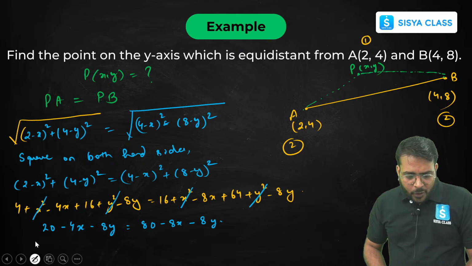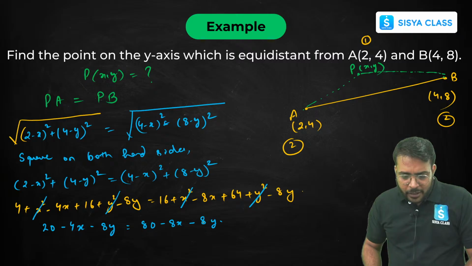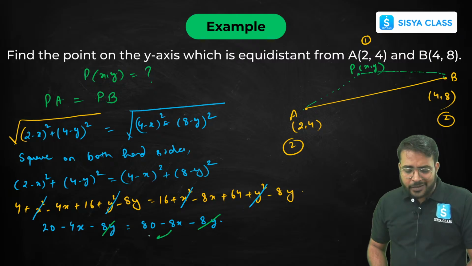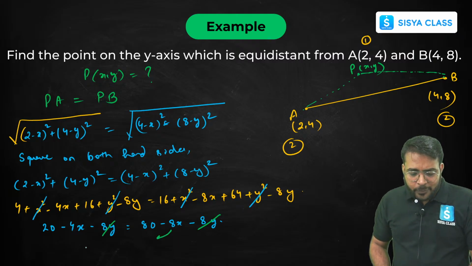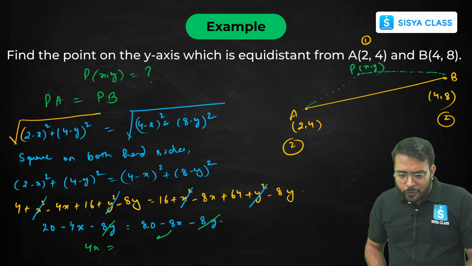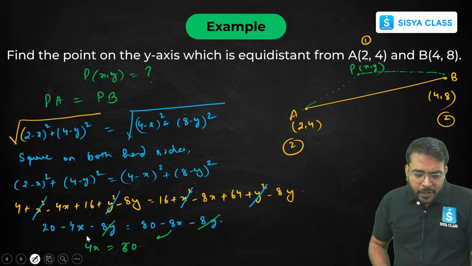Now can we cancel out minus 8y and minus 8y? Yes, we can cancel out, and here we are going to have minus 4x and minus 8x. We can transfer this minus 8x to the other hand side. You will have 8x minus 4x, that means you are going to have 4x, and here you are going to have 80 minus 20. That means it is going to be 60. Yes or no? 60.